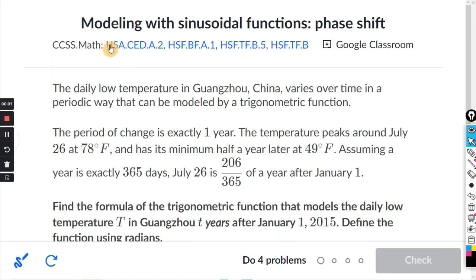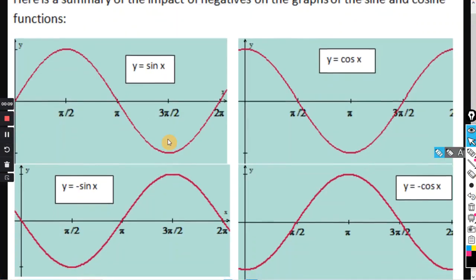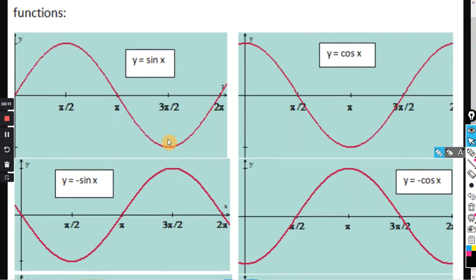This will be for the exercise, modeling with sinusoidal functions, phase shift. So you need to be familiar with these four trig functions. The first one is y equals sine of x. The second one is y equals cosine of x, y equals negative sine of x, and y equals negative cosine of x. So we're going to be using one of these four functions as the basis for our equation.